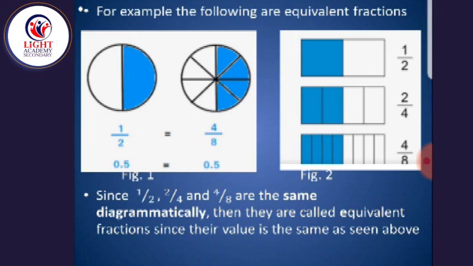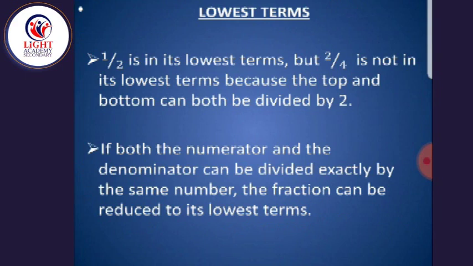Why? This is simply because the value of the two fractions is the same, even if the fractions themselves may look different. The same also applies for the fractions a half, 2 out of 4, and 4 out of 8, which are equivalent, as seen in figures 1 and 2. So we are going to proceed and look at another subheading, and that is the lowest terms.